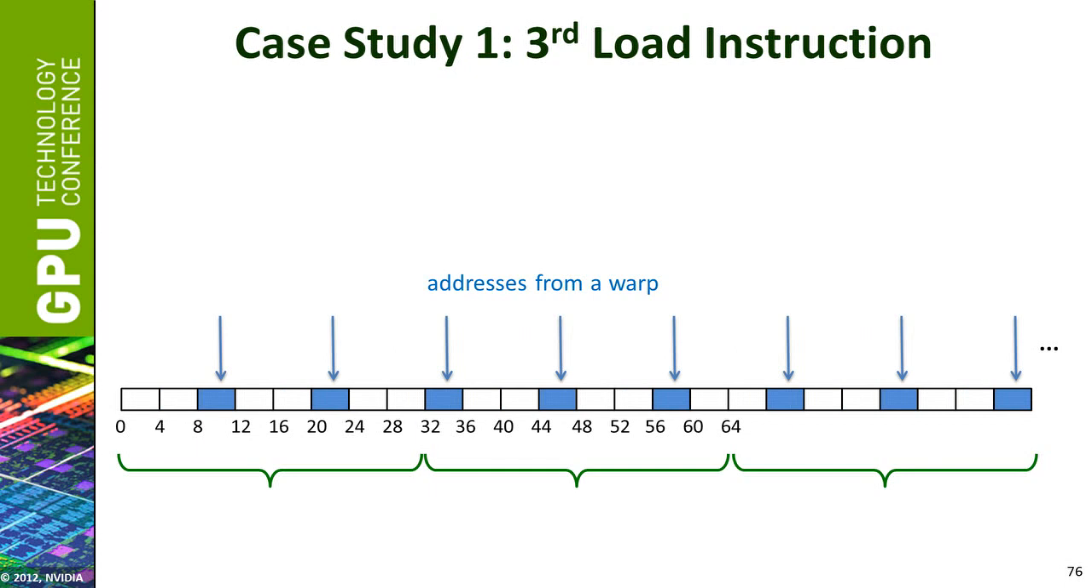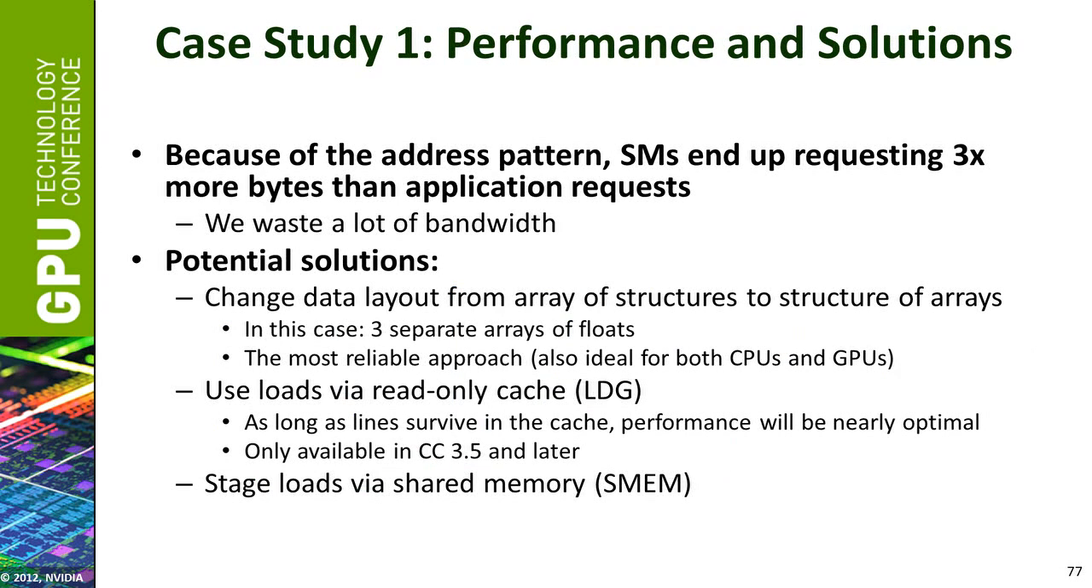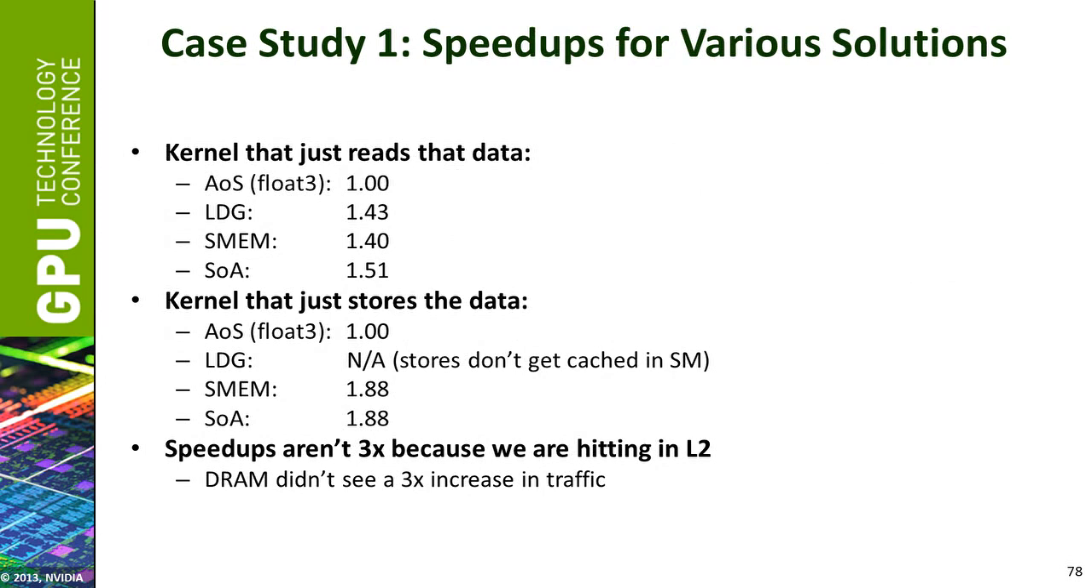So potential solutions are to change the data layout, you could try going through the cached path, which is the read-only cache, or you could try staging them through shared memory, right? And here's the performance or speedups for them. This is a kernel that did nothing but read memory. The original format, let's say that's performance unit 1. If we go through the read-only path, which does some caching on the SM, we get 1.4x speedup. If we go through shared memory staging, we get 1.4x speedup again. But really converting your data storage to structure of arrays as opposed to array of structures gives the best speedup at 1.5. And for writes, we have slightly more performance.